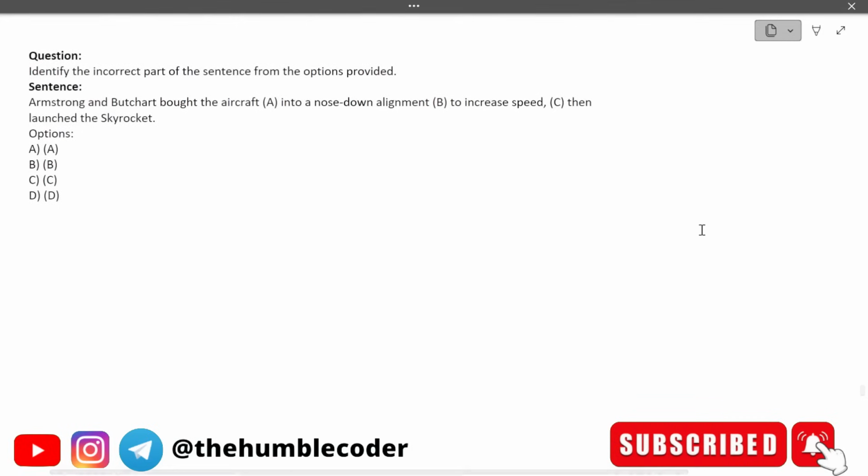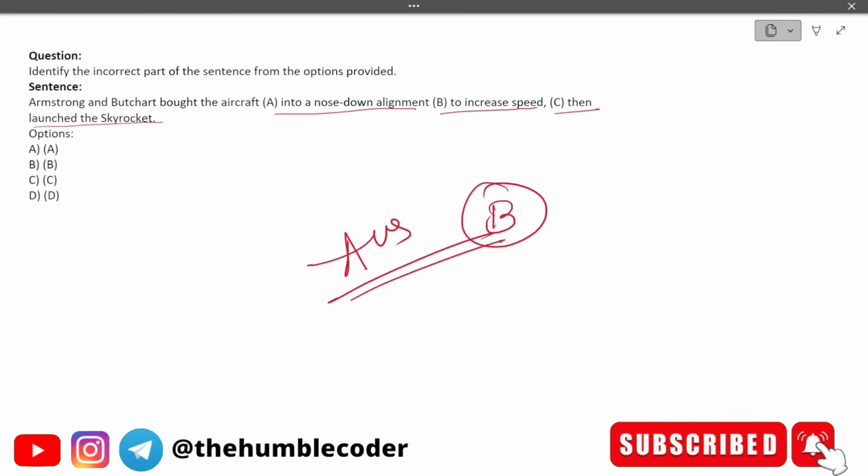Moving on to the next question. Identify the incorrect part of the sentence from the options provided. So we are given different options and we have to tell which part of the sentence has error. Okay, so let's see the sentence. Armstrong and Bouchard brought the aircraft into a nose down alignment to increase speed, then launched the skyrocket. Okay, so this is option A, this is B and then this is C. We have to tell which of the parts has error in it. So guys, the correct answer for this one will be B. Okay, so the answer for this question is option number B.